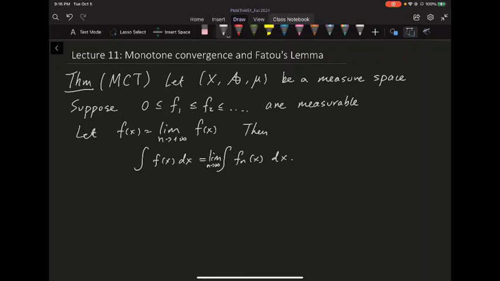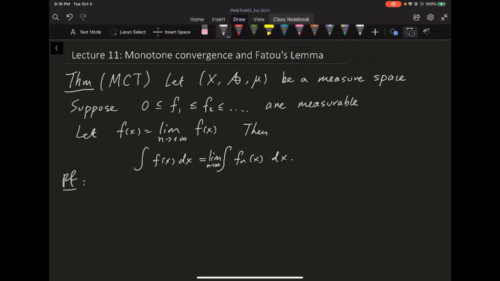So the monotone convergence theorem is telling you the integral of this limit is the limit of the integrals. You only have a pointwise limit, but you can say the limit of the integrals is the integral of the limit. That's for an increasing sequence of non-negative functions.